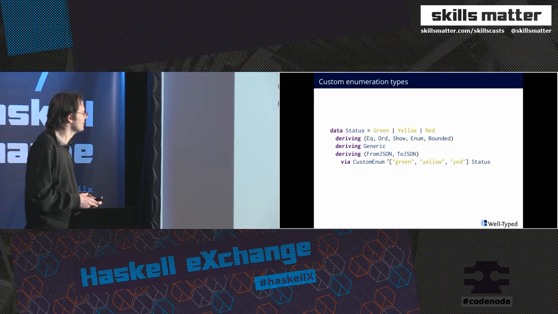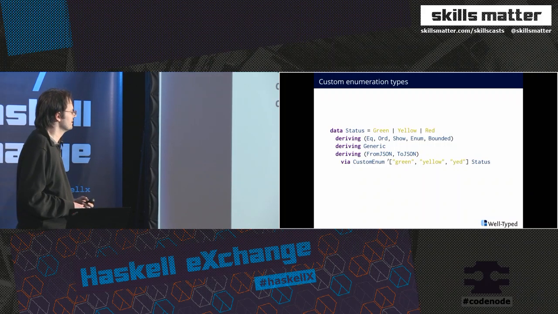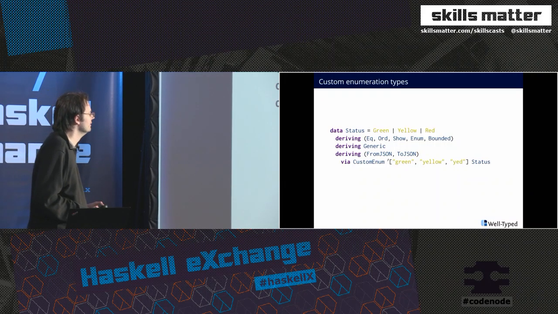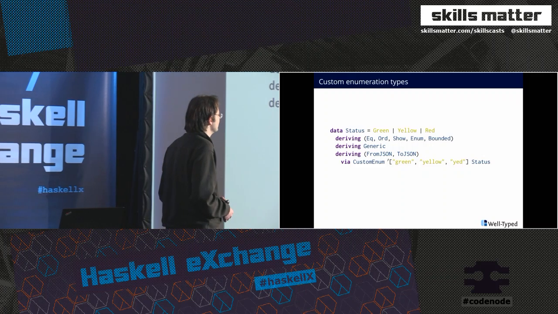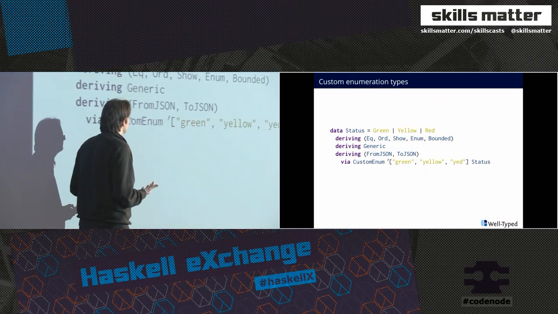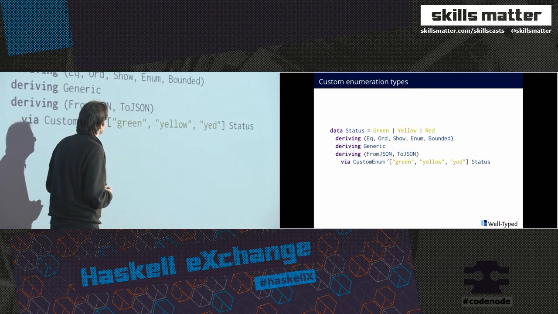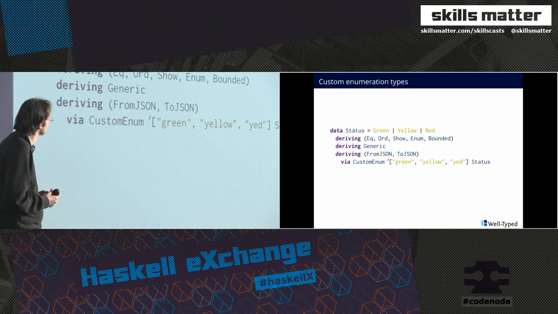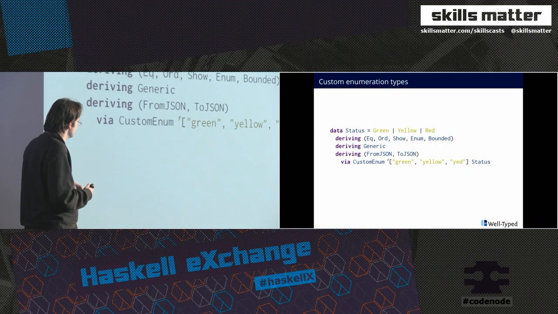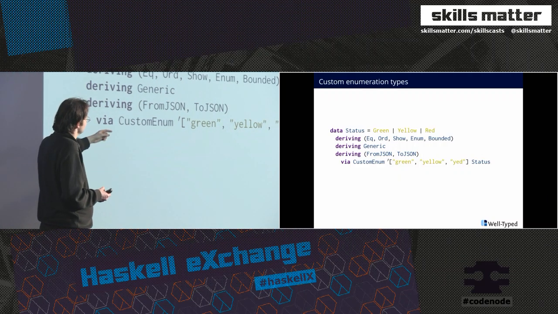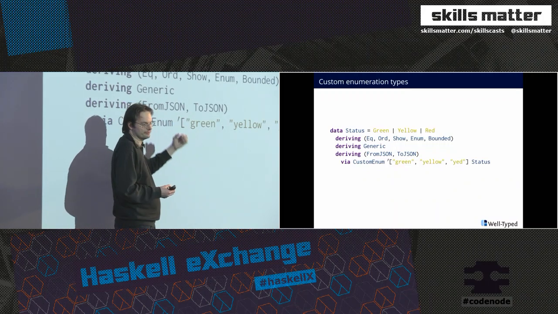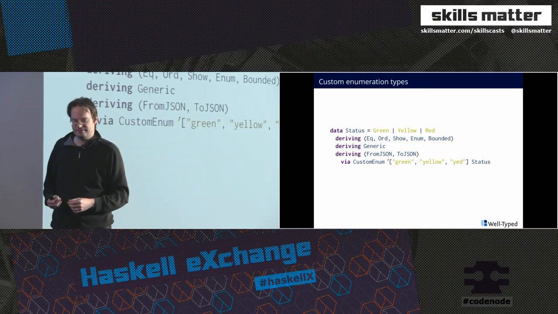But I mean, there's a lot of flexibility there, right? And how does that work in principle? So the idea here is to use generic programming. From JSON and to JSON already use generic programming, in this case GHC generics.